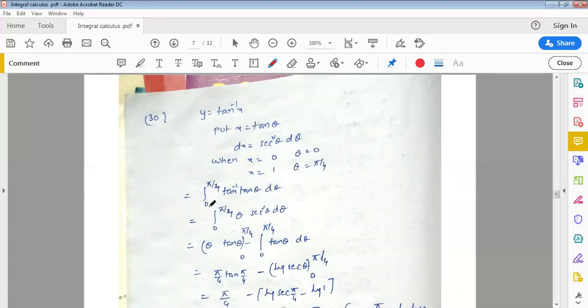So integral 0 to pi by 4, I have written tan inverse of, in place of x we have to write tan theta, and d theta.